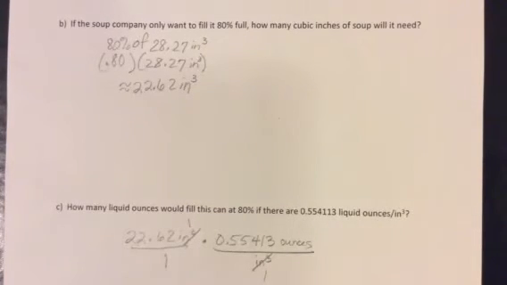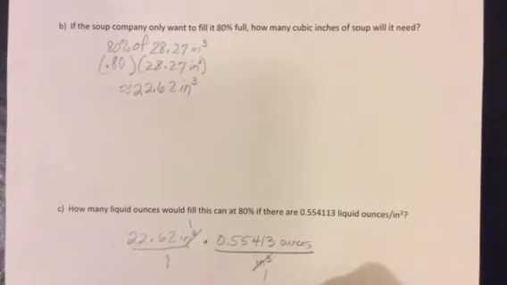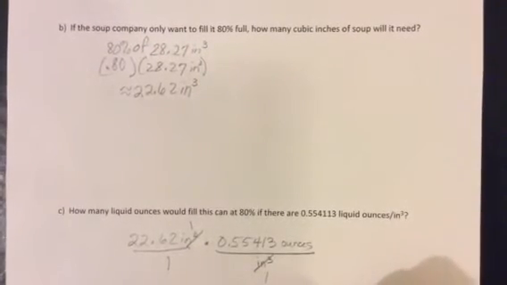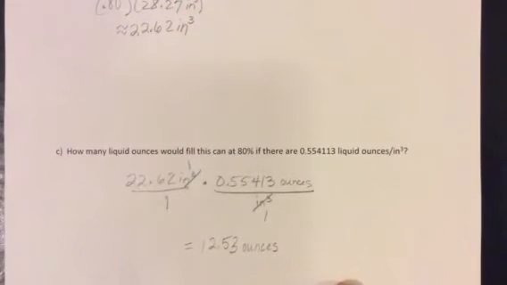So we got 22.62 times 0.55413, and so that will be 12.534, so we'll just say 12.53 ounces. So that's how much would be in that particular can of soup.